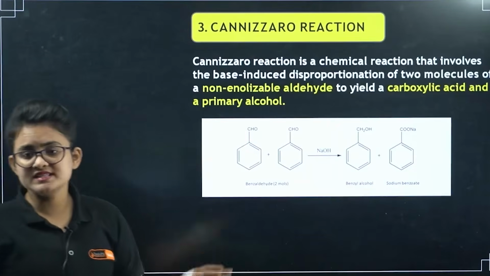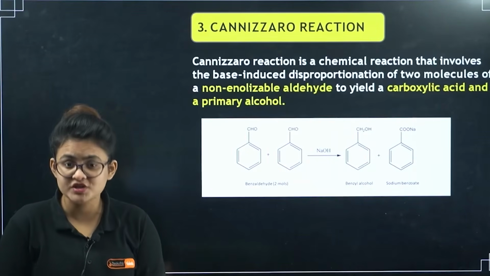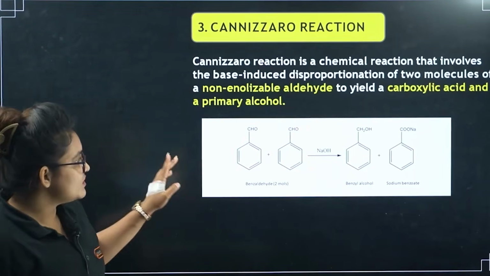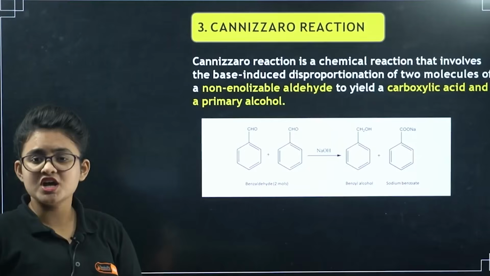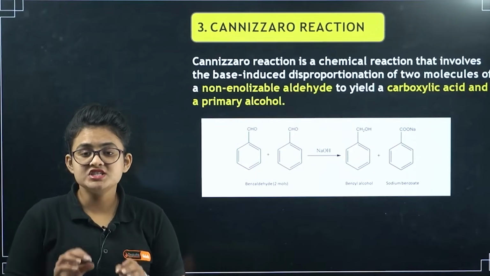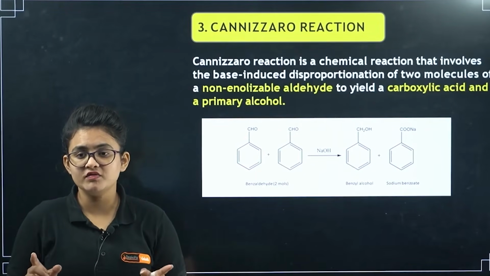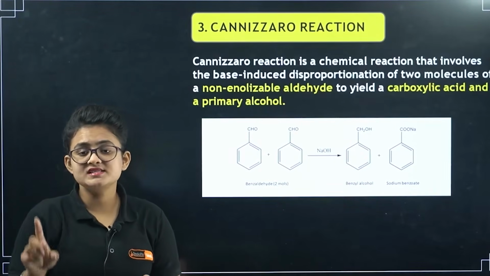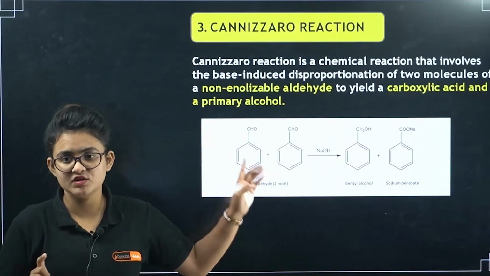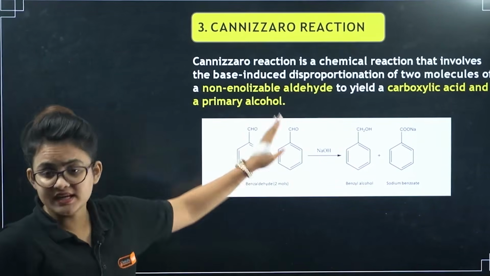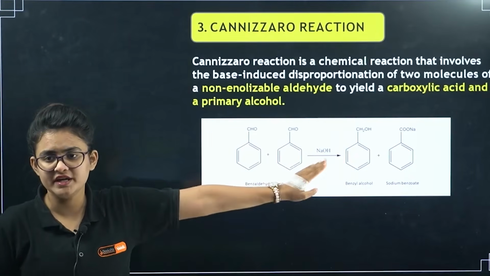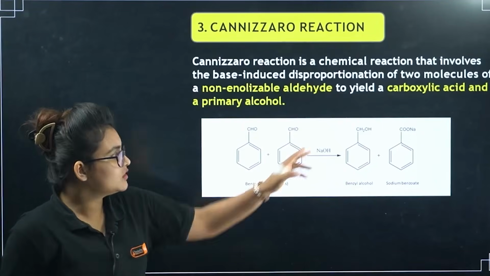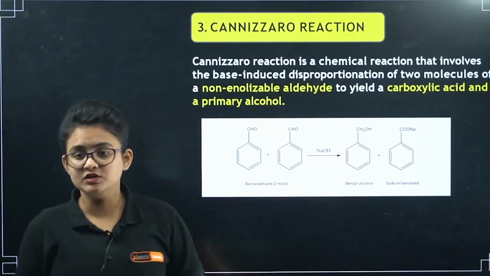Let's proceed. Here comes the Cannizzaro reaction, a very important type of reaction, a disproportionation reaction. The main important fact that I want to highlight is that Cannizzaro is given only by those aldehydes which are non-enolizable, meaning they do not have any alpha hydrogen. Whereas in aldol it must need the alpha hydrogen, in Cannizzaro it's not needed. As a reagent you need concentrated or 50% NaOH, and this aldehyde will be oxidized and reduced simultaneously to give you the alcohol and the carboxylate unit.